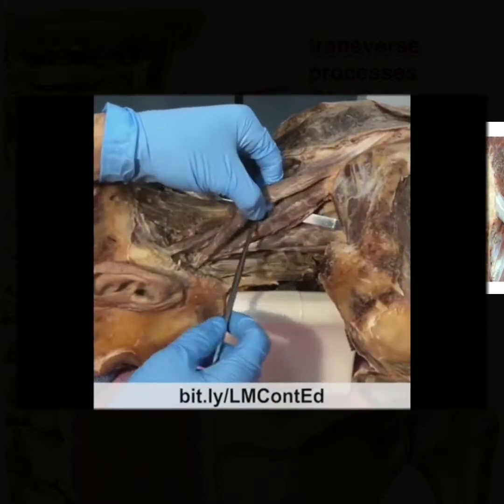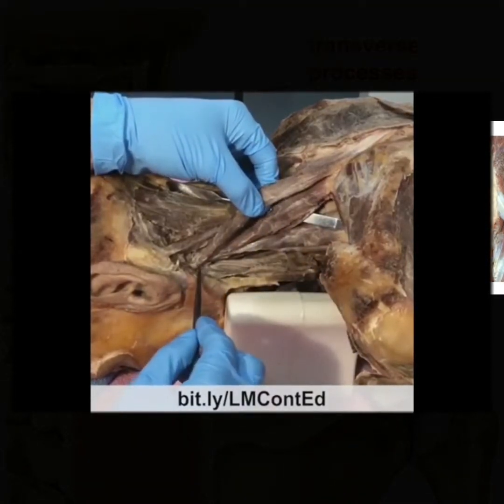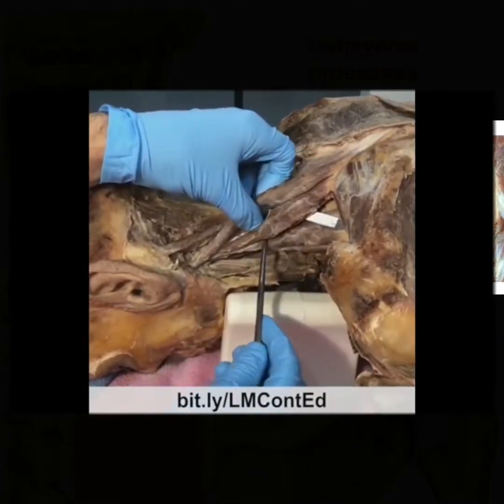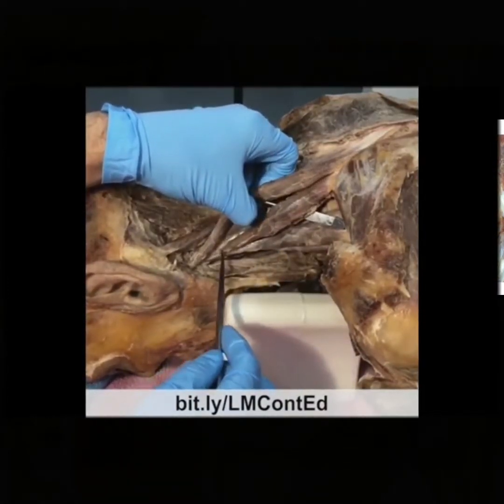has an anomaly. This is the first slip running up to the transverse process of C1. This is the second slip here running to the transverse process of C2.